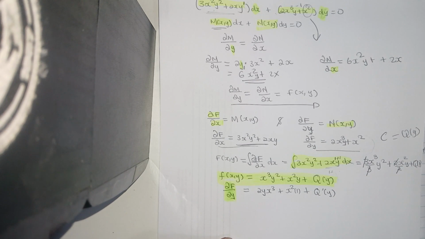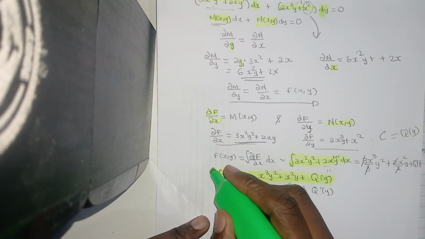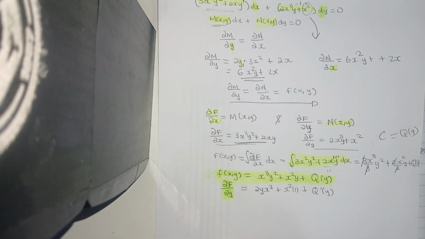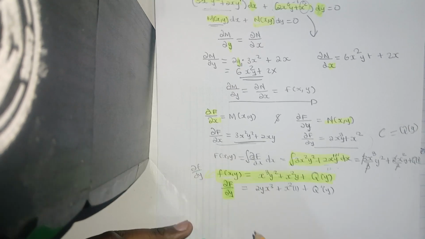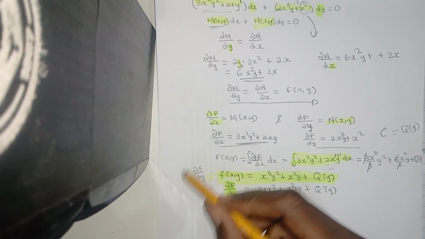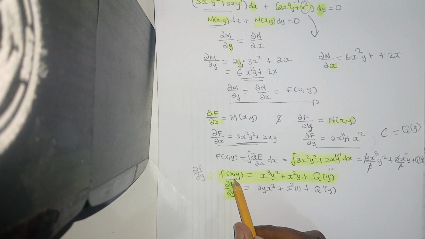Didn't we come across something like this? Del f over del y. I didn't do it purposely. I was just deriving this with respect to y. I did it like this because the rule says we have to derive this part with respect to y, right?